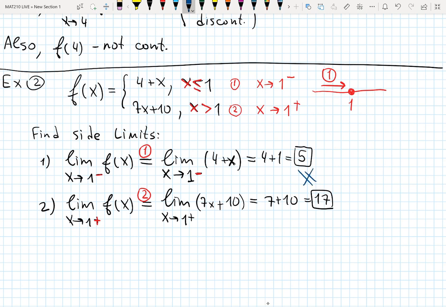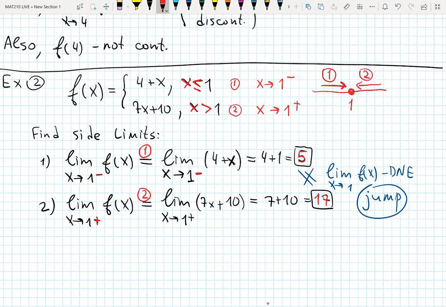And then you can see, okay, these two do not match, and you can say it means that the limit as x approaches 1 of f of x does not exist. And again, we have a jump discontinuity here. Literally, the output of the function, the height, jumped from 5 to 17 when approaching 1 from the left and from the right. Hope that makes it more understandable.